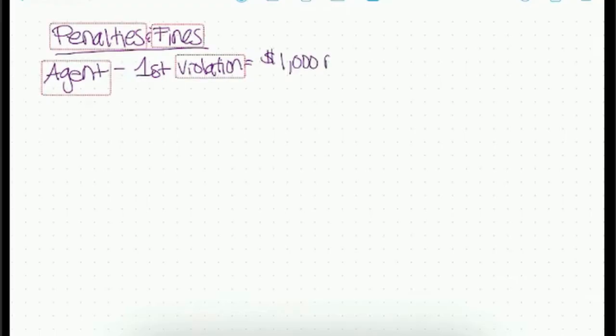All right. Let's jump back actually really quick and do a couple notes on the penalties and violations, because I know we added in some new numbers and I want to make that clear. So penalties and fines for an agent. First violation equals $1,000 minimum.